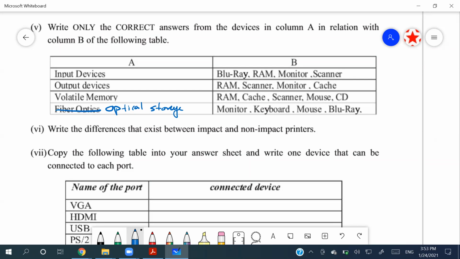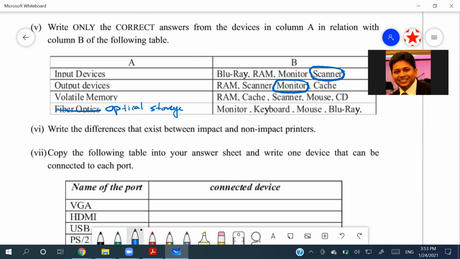So write only the correct answers from the devices in column A in relation with column B. So input devices. What are the input devices you can find here? You can find the scanner as the input device. The Blu-ray is going to be a storage device, RAM is going to be a memory or primary storage, monitor is going to be an output device. So regarding the output device, this is going to be the output device of this list.